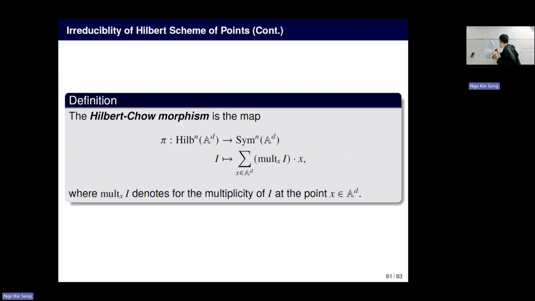Its zero set is (0,0) and (1,1). And we can check that the (0,0) here has multiplicity 2, and the (1,1) is just 1 time. So if we apply the Hilbert-Chow morphism, we show that pi of this is actually 2(0,0) plus (1,1). Okay.